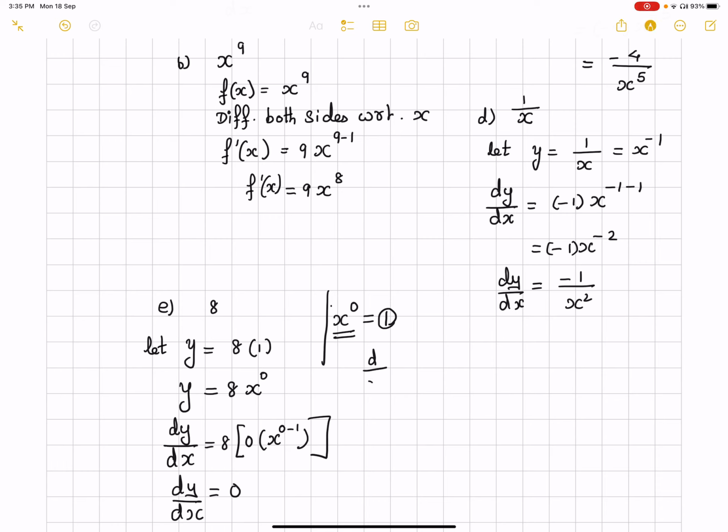So we can say in general, dy/dx of k, whenever it has been given, is equal to 0, where k is a constant. Hope you guys understood this. One last problem we are going to do, and with that we will wind up with these types of problems.